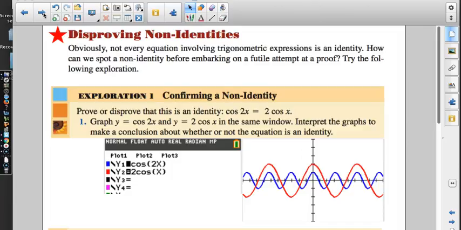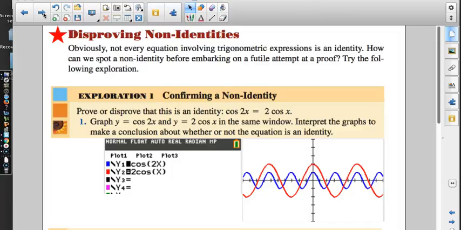So like it says, disproving non-identities, obviously not every equation involves trigonometric expressions in an identity. How can we spot a non-identity? You know, don't waste your time if you know it's not going to work. How do you spot a non-identity before embarking on a futile attempt at a proof? Try the following exploration. Well, we're just going to kind of talk through it here.